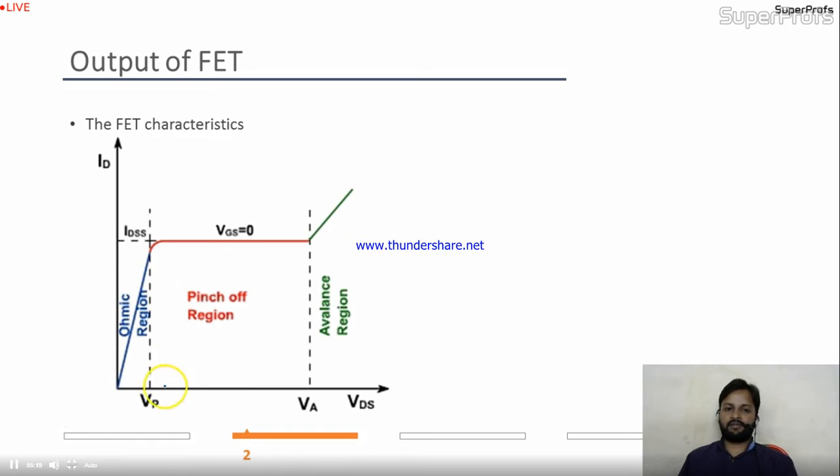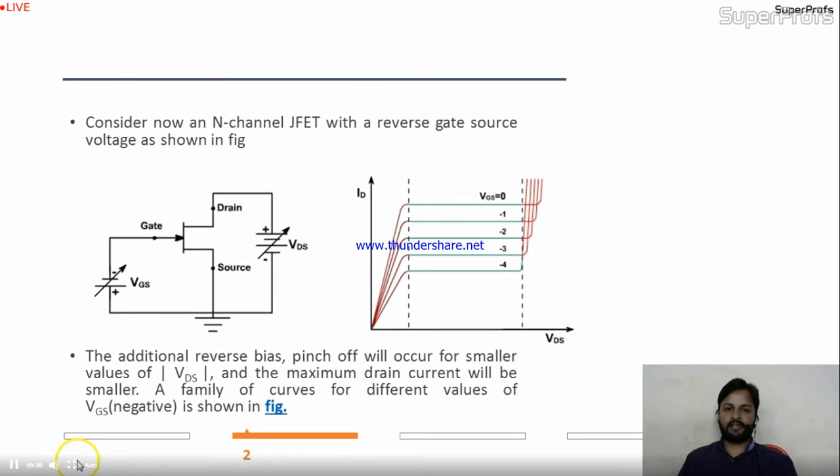So in the next case, if you apply some VGS, your characteristics will be like this. Okay, here is the diagram. This is the characteristics given at VGS equal to 0. Perfectly fine. But if you apply VGS is -1, here is your VP. So your VP is decreasing like this, in a parabolic manner. Is it okay to you?